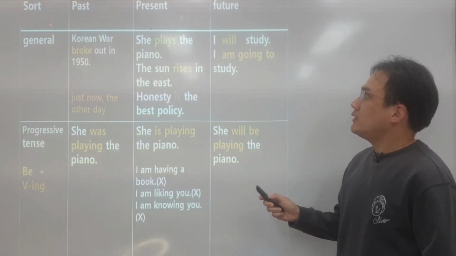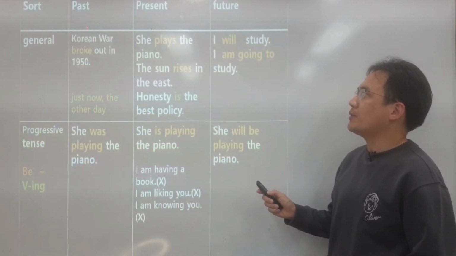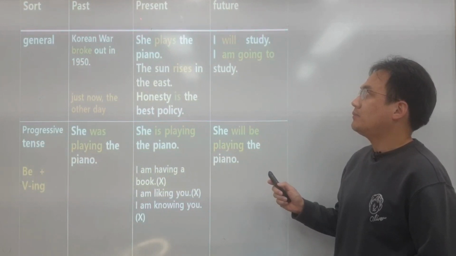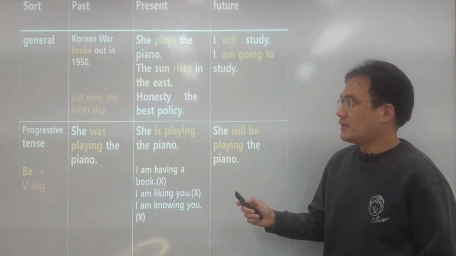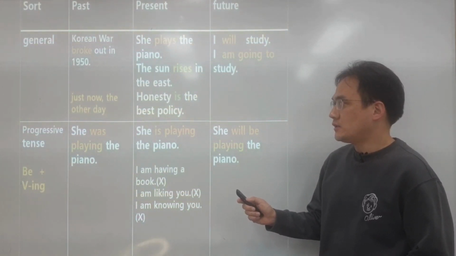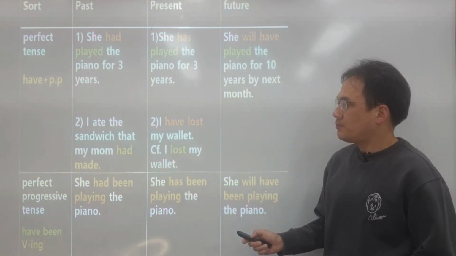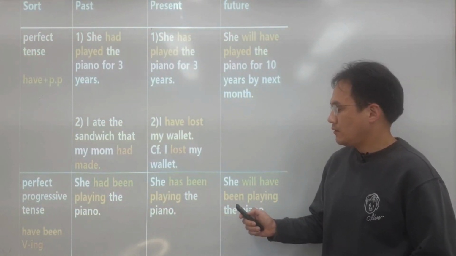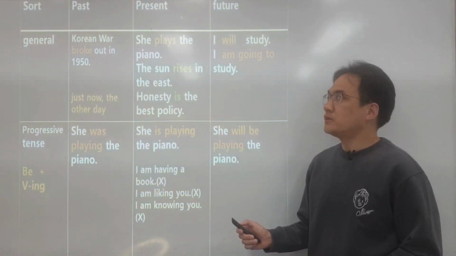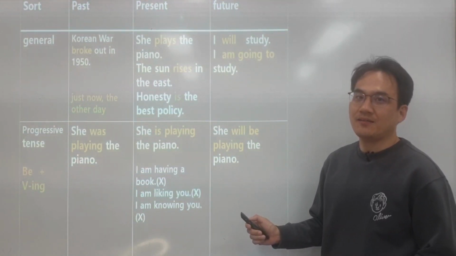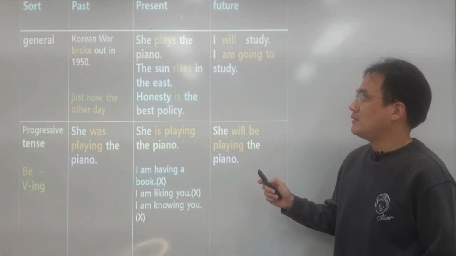As you can see, the horizontal part, I divide it into 3 parts: past tense, present tense, and future tense. And the vertical line is divided into 4 parts: general, progressive tense, perfect tense, perfect progressive tense. So 3 multiplied by 4 is equal to 12. So there are 12 tenses in English grammar. First, let's take a look at present tense.